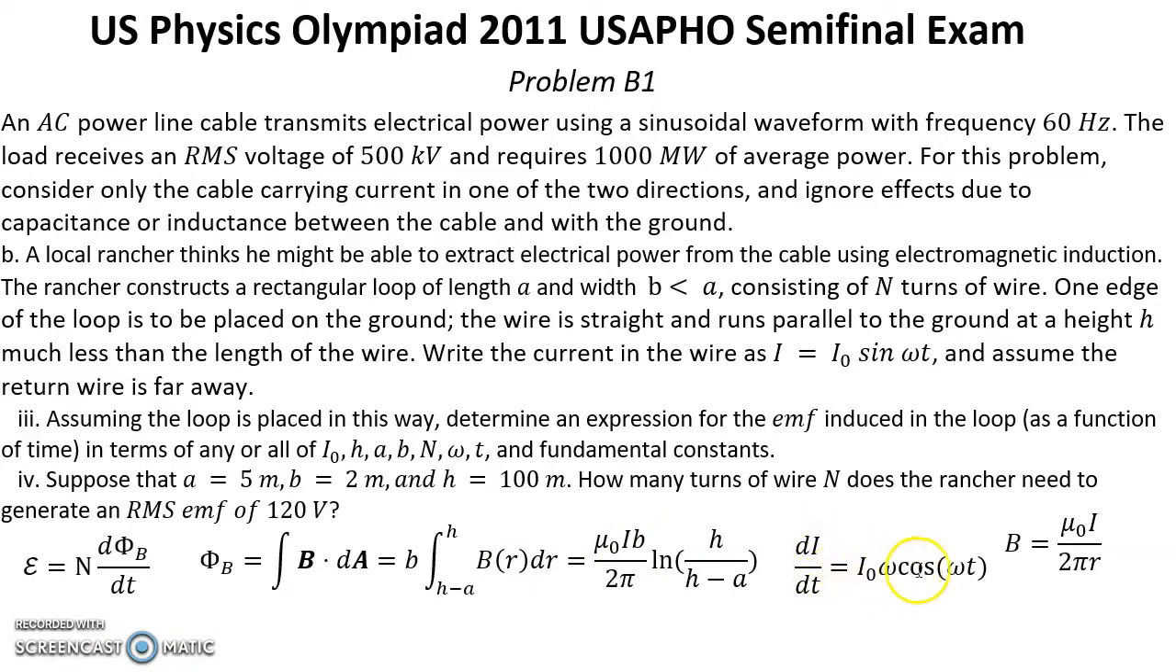I0 omega cosine omega t. And now we can put this expression in this formula and find what is EMF. So that will be the full expression for EMF in terms of all these parameters in question 3. Question 4.